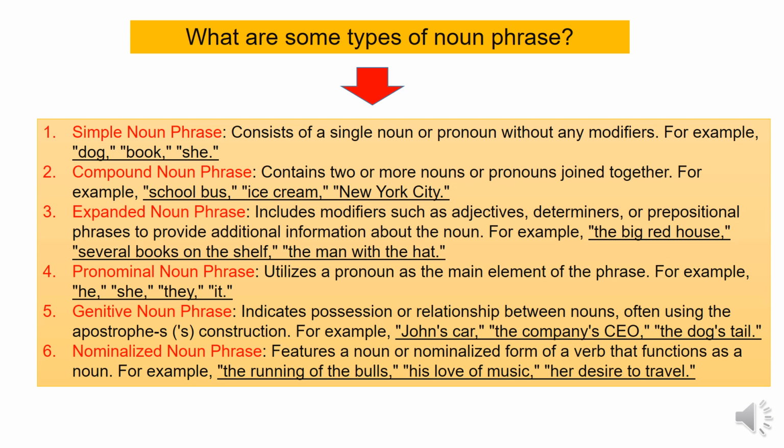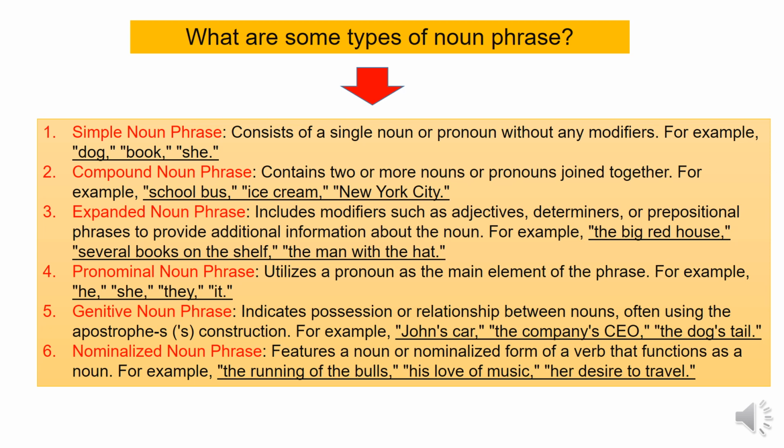Okay. And then number four is a pronominal noun phrase. It utilizes a pronoun as the main element of the phrase. For examples, he, she, they, it. But he, she, they, it, this is not a noun phrase.